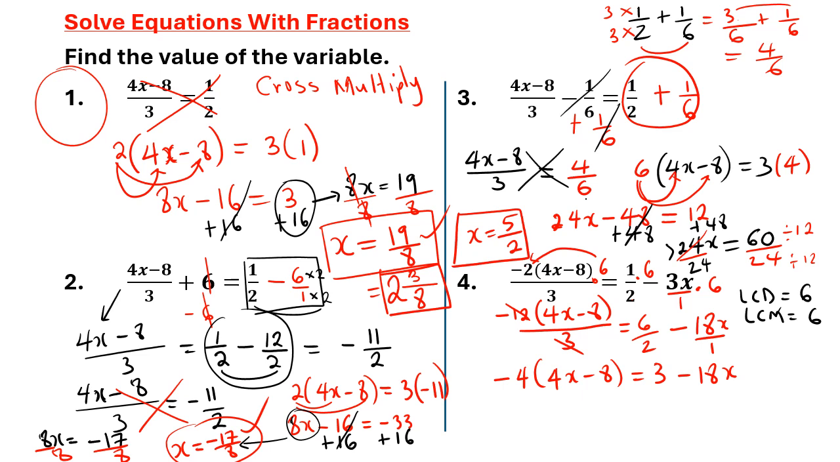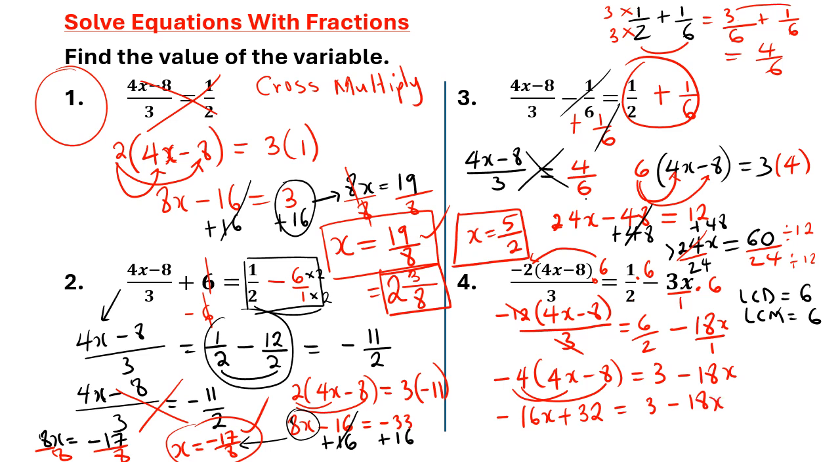Now you can distribute the negative 4 here, so that you have negative 4 times that. Just go ahead and write negative 16x, and negative 4 times negative 8 will be positive 32, and we just have 3 minus 18x. So be careful not to subtract 18 and 3.